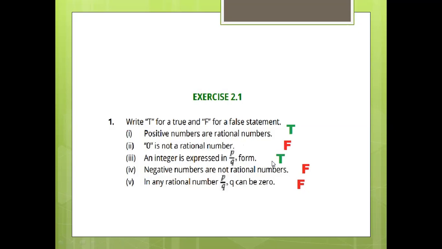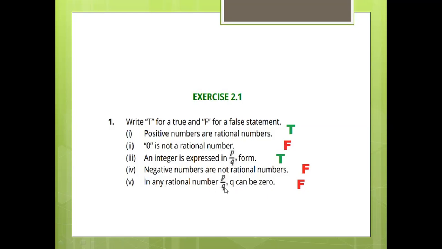Next is: negative numbers are not rational numbers. We already discussed that all positive and negative numbers, including zero, are rational numbers. So this statement is false. In rational numbers, p by q can be 0.